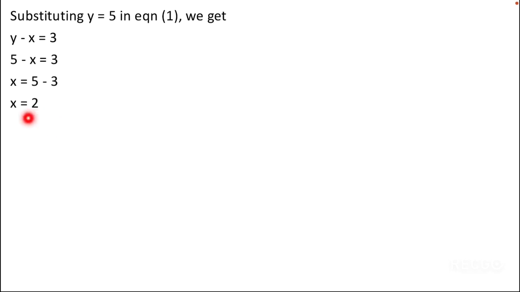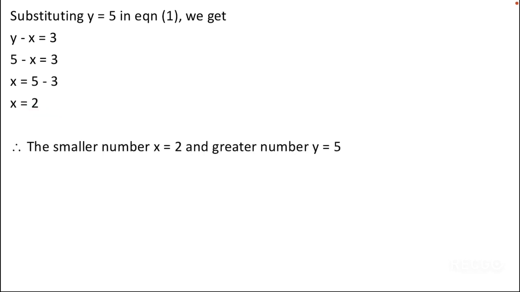So we got x equals 2 and y equals 5. In the first slide we had assumed that our smaller number was x and our greater number was y. Accordingly our smaller number is 2 since x is 2, and our greater number is 5 since y is 5. So we got the smaller number as well as the greater number. If you had taken x as the greater number and y as the smaller number, then you would have gotten x as 5, y as 2.